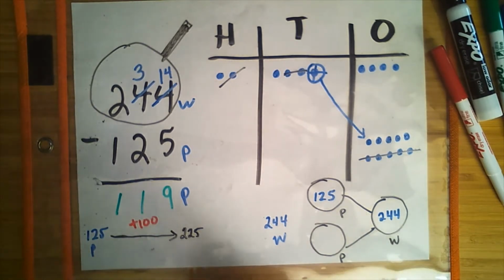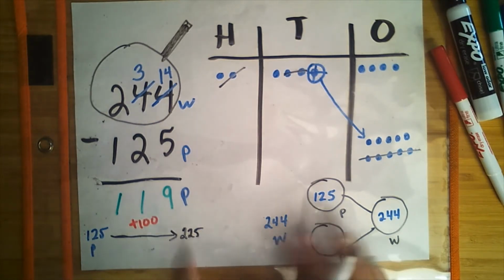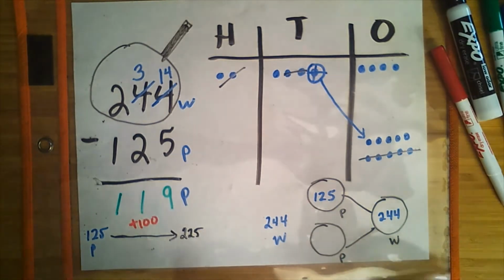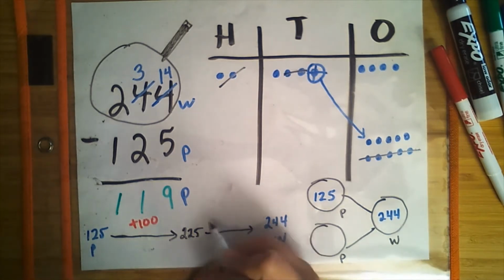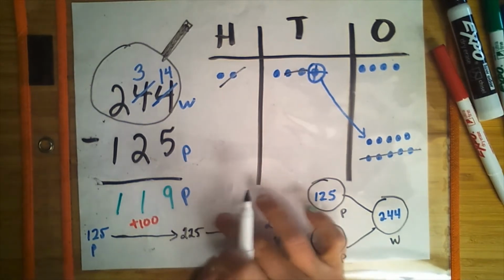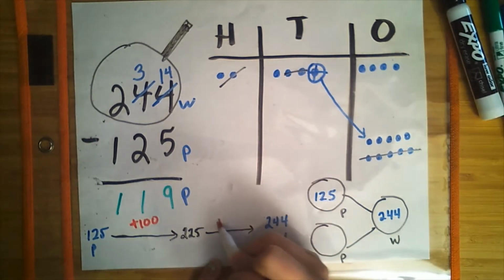Okay, let's go ahead and keep going. I'm going to look at my 10s and my 1s and see if I can figure out a pretty big jump that brings me really close to 244 so that I can get to 244. Let me try 20 more.